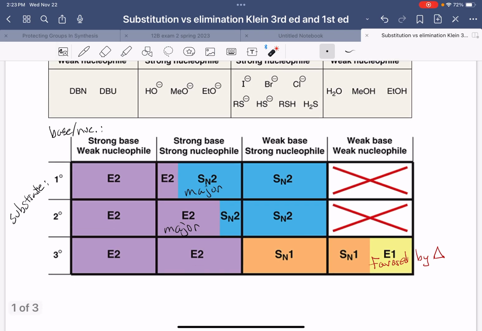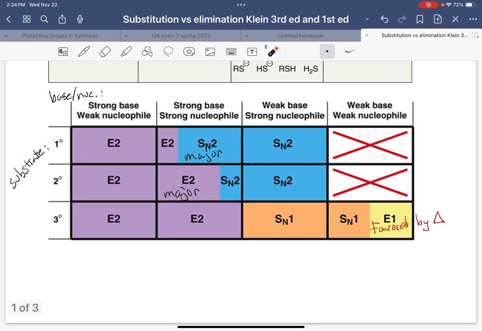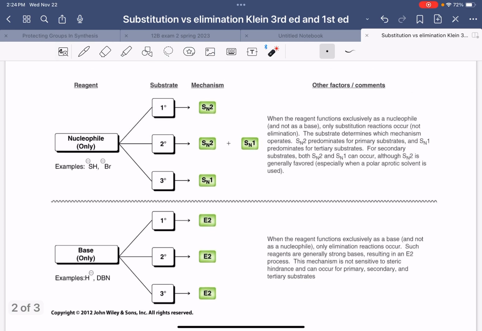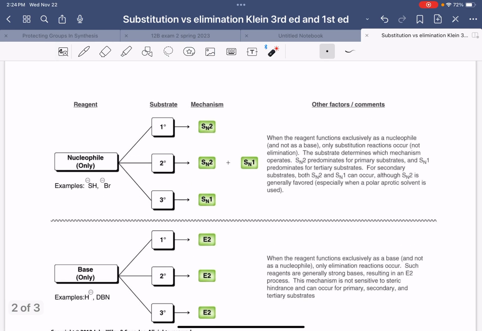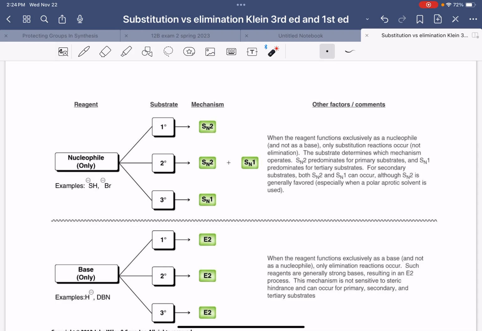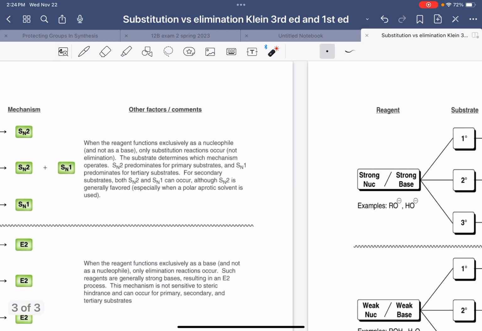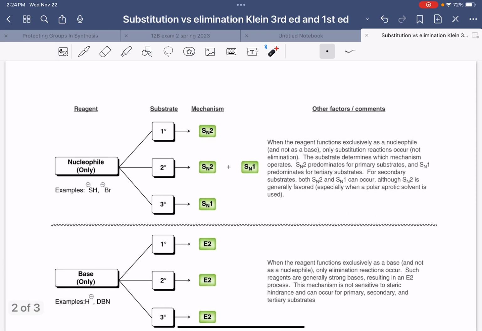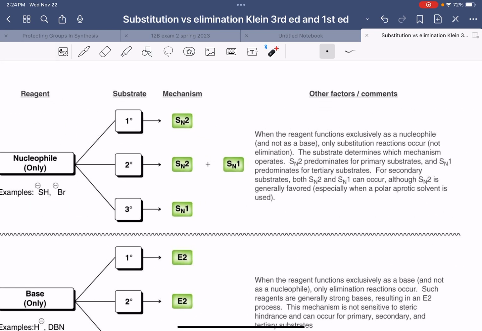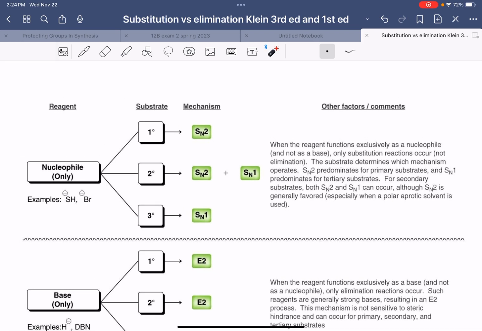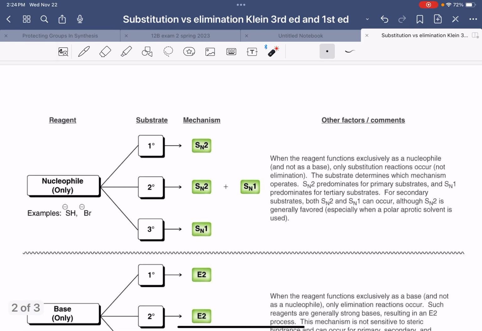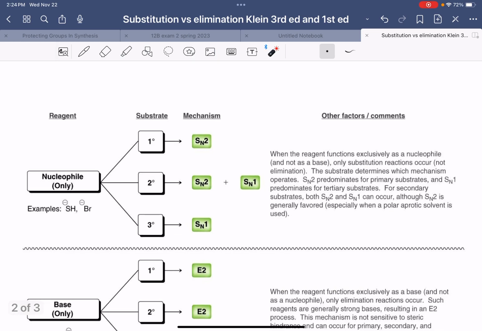Okay, we can look at this in a little more detail here, and that's the next couple of pages. And I have a file posted, which is this page and this page just in one page if you wanted to print that out or something, but the text is kind of small. And this is from an earlier edition of Klein, and what it goes through is looking at things kind of in order. First, looking at the reagent, that is nucleophile or base. Then looking at the substrate, and then what mechanism do you get?